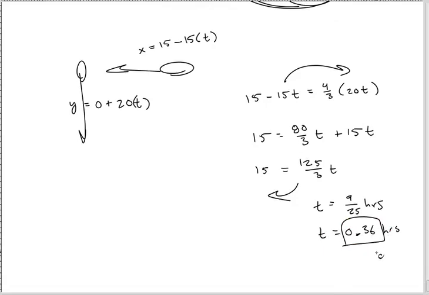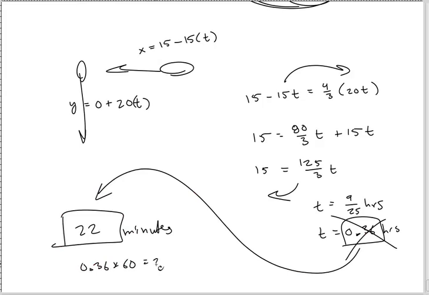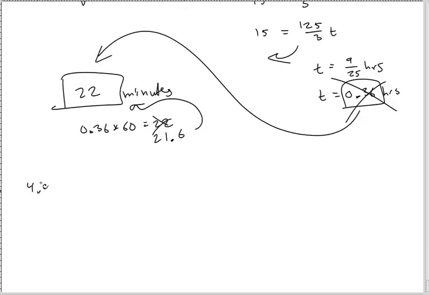Oh, yeah, I'm sorry. They want minutes. Oh, what? So how do you get that? 0.36 times 60 is 22. Hey, well, it's technically 21.6, but they said whole number minutes, whatever. Okay. We got lots more to do, and that's okay, because it's fun.